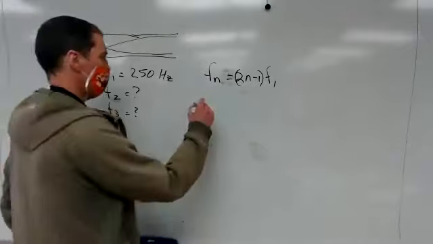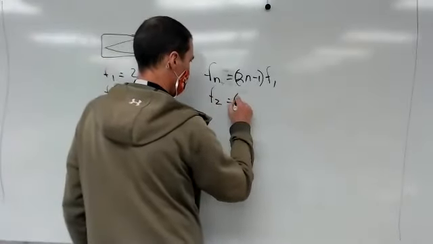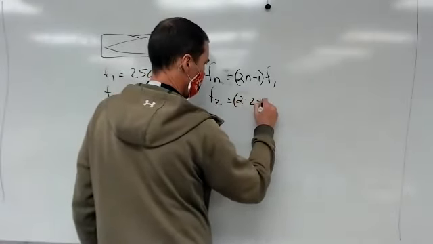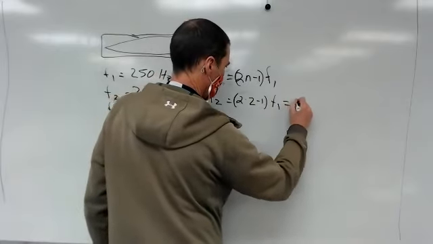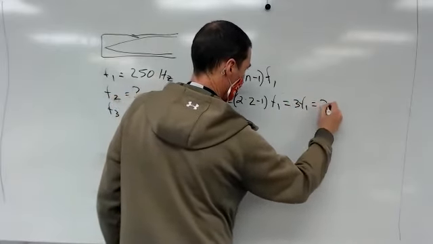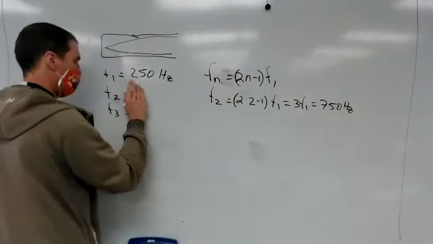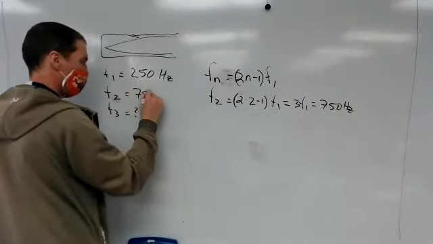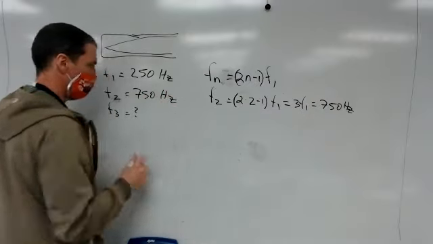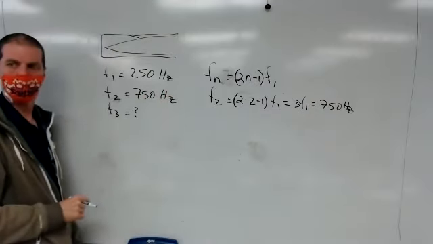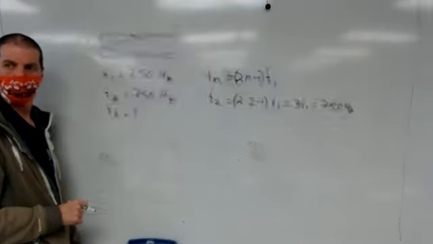Yeah, F2 is equal to 2 times 2 minus 1, times F1. F1 is 750 hertz. What's the next harmonic? 1250.